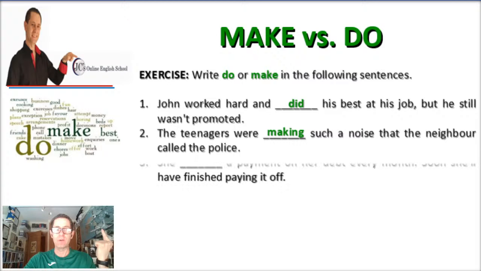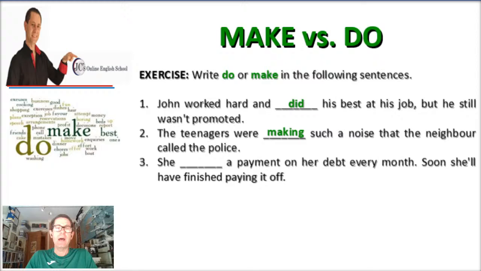Number 3, she a payment on her debt. You don't pronounce the B, by the way. She a payment on her debt every month. Every month is in the present. So soon she'll have finished paying it off. In other words, she will have already paid her debt. So she a payment on her debt every month.